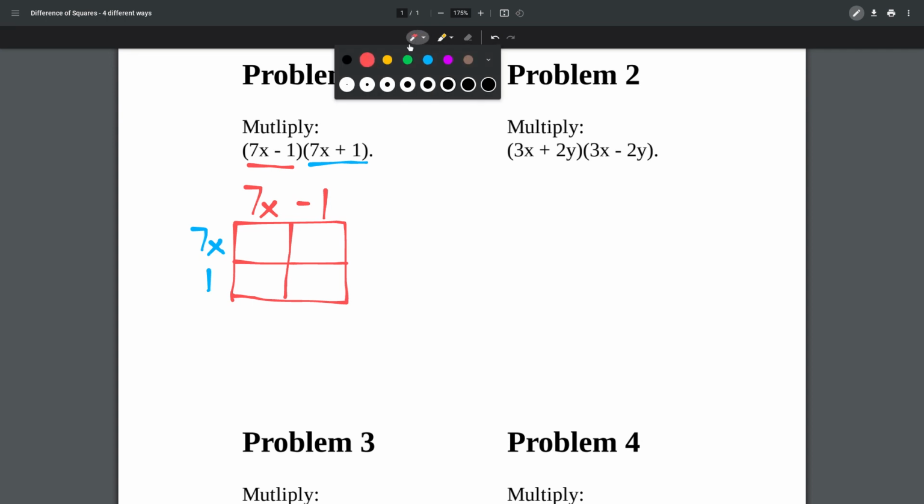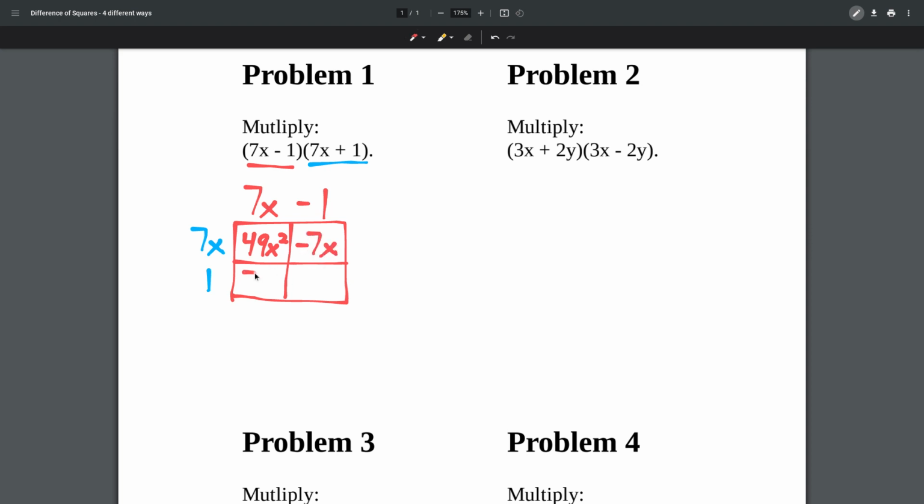So 7x times 7x is going to give me 49x squared. 7x times negative 1 is minus 7x. 7x times positive 1 is positive 7x. And then 1 times negative 1 is negative 1.